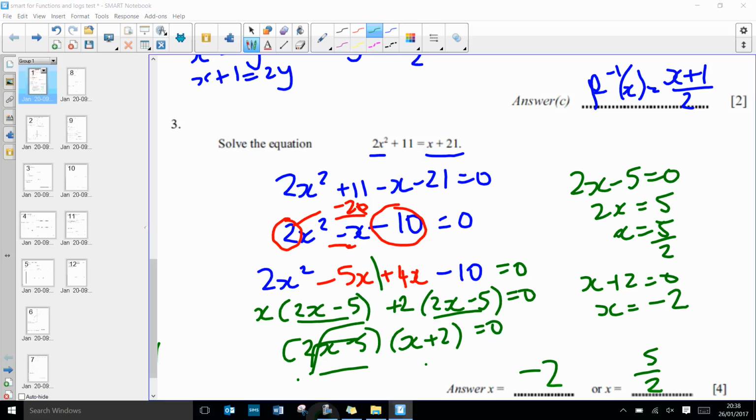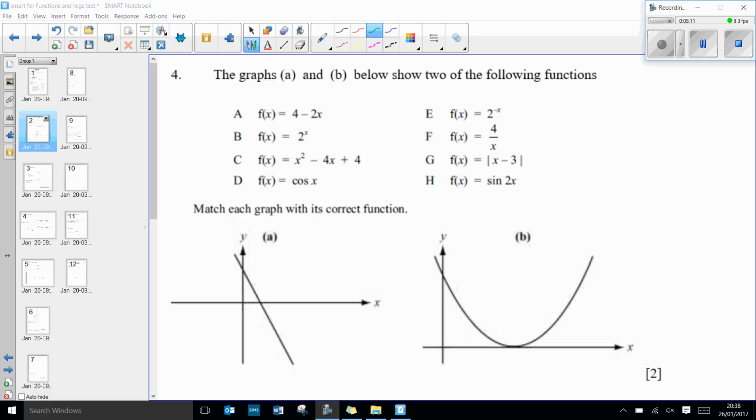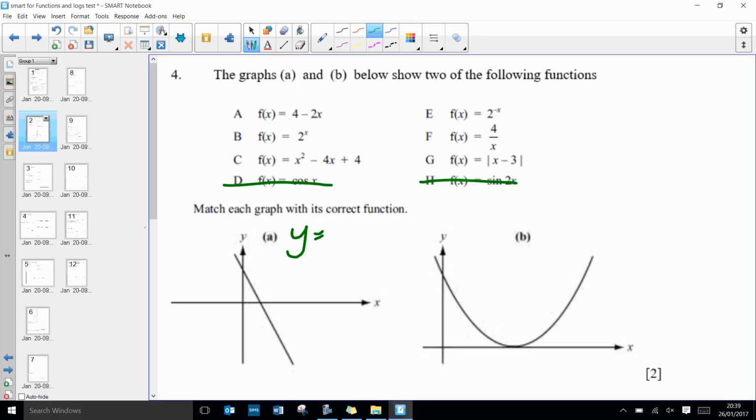Moving on to number 4, we've got two graphs and we have to identify which of the functions it's going to be. Hopefully straight away you will notice that D is out, as is H, because neither of those are sine graphs. My hope is that you would identify that this is a straight line graph, so we're looking at something in the form of y equals mx plus c, and this is a parabola, so we're looking at something involving x squared.